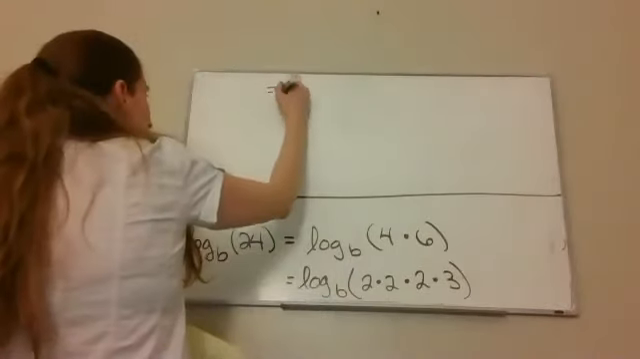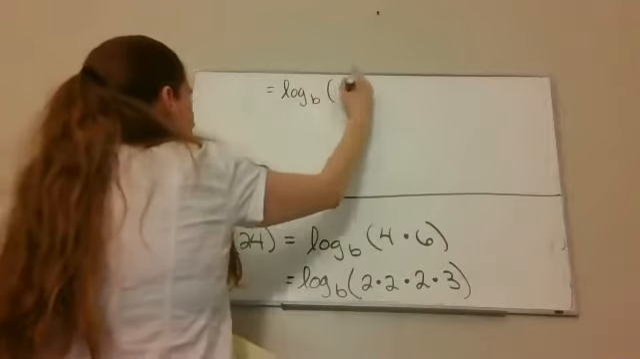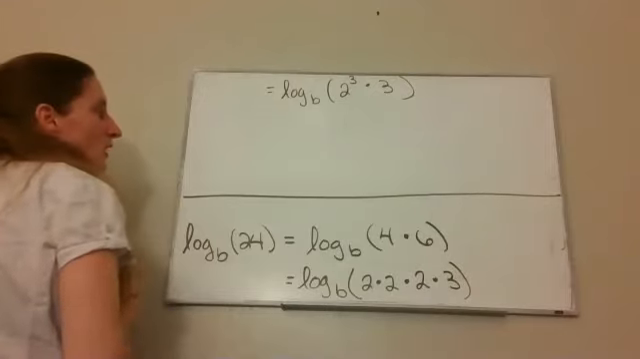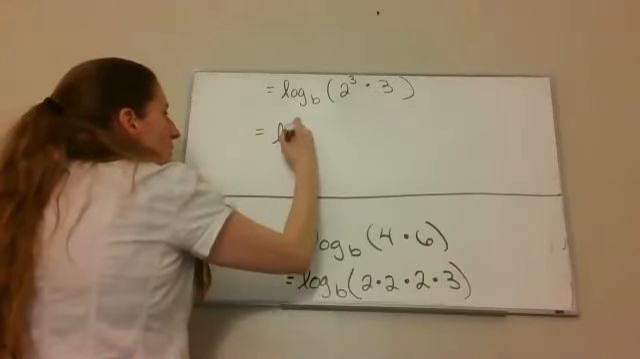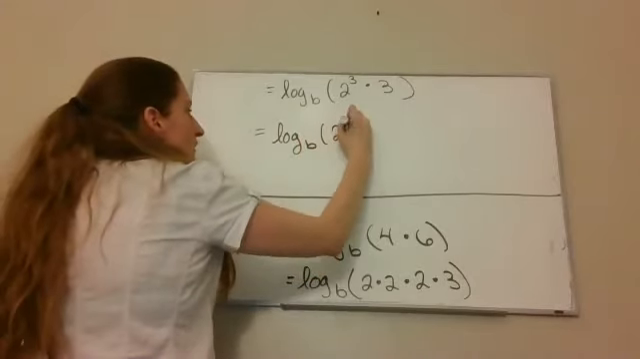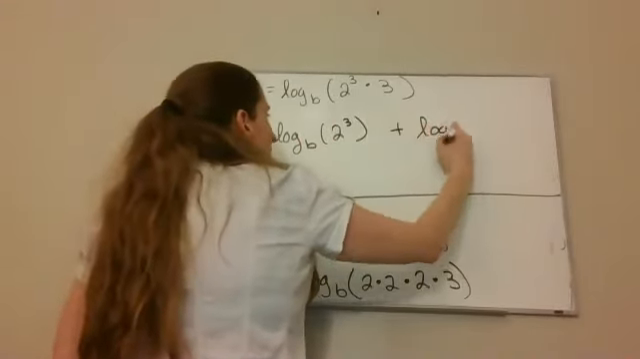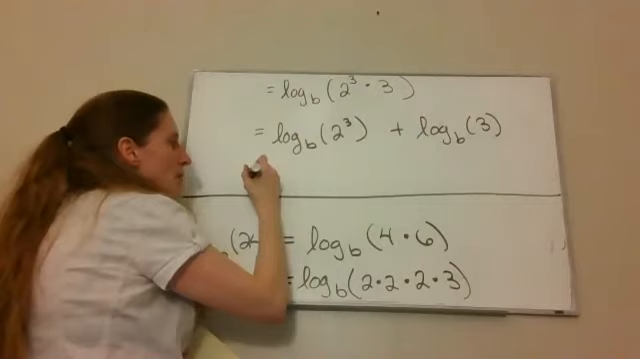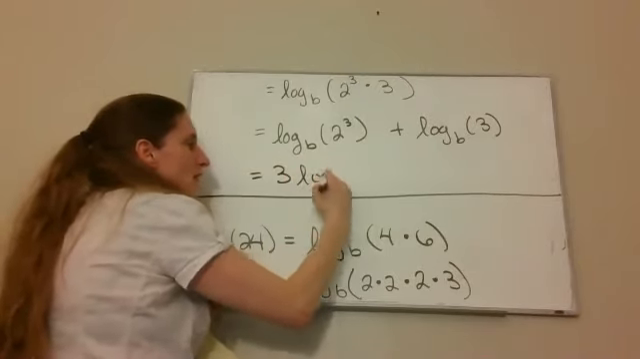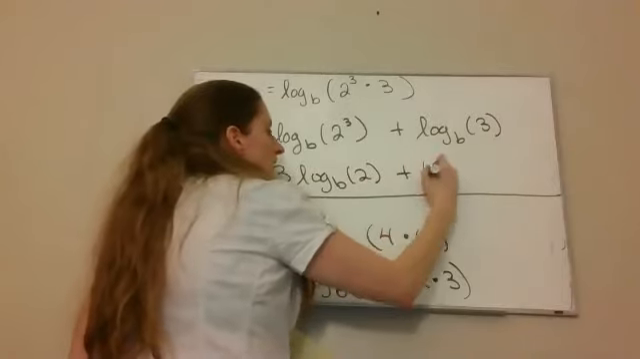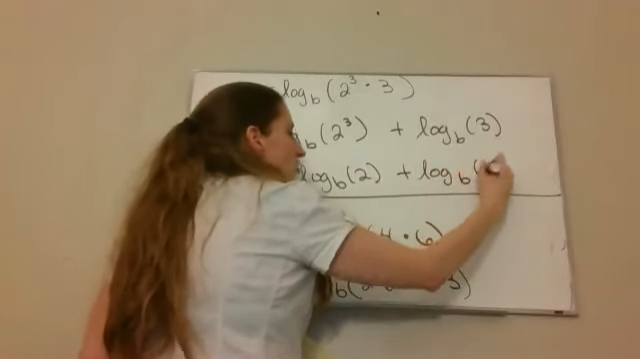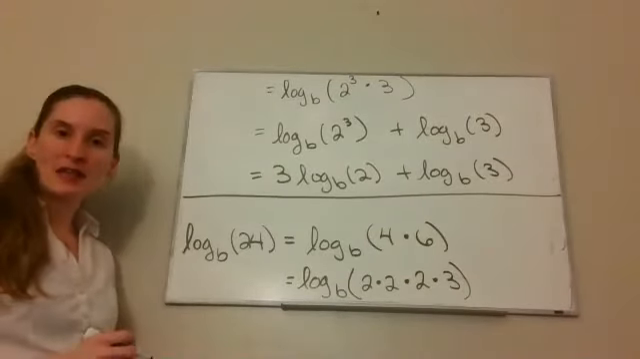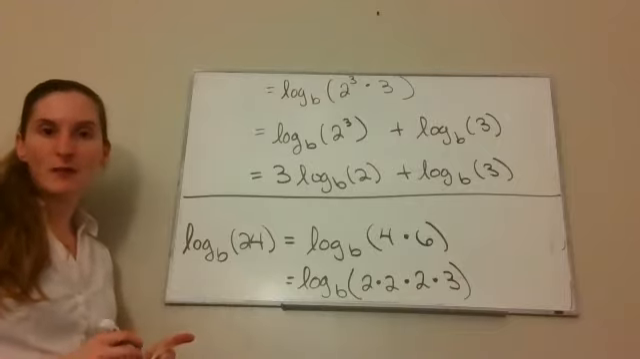I'm going to rewrite it a little bit. I have log base b of 2 to the 3rd power times 3. Now using that product property of logarithms, this is log base b of 2 to the 3rd plus log base b of 3. And now I can use that power property to bring this 3 in front. And so now I get that my original log base b of 24 is the same thing as 3 times log base b of 2 plus log base b of 3.